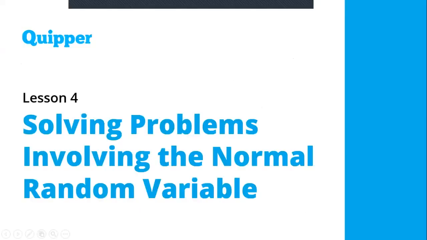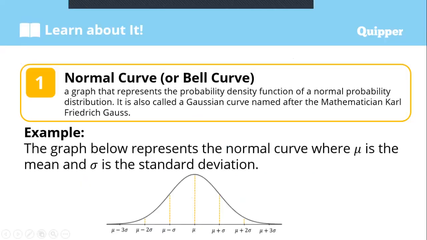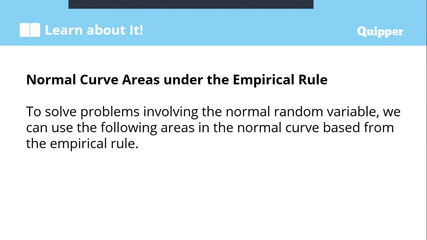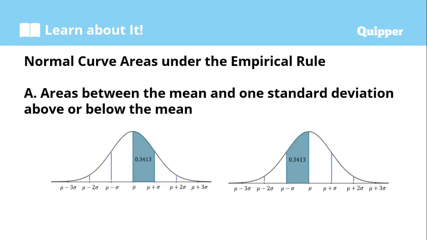So next, the last topic is solving problems involving normal random variable. The normal curve or bell curve is a graph that represents the probability density function of the normal or Gaussian curve, named after the mathematician Carl Friedrich Gauss. To solve problems involving the normal random variable, we can use the following areas under the normal curve based on the empirical rule. So we will use the empirical rule.